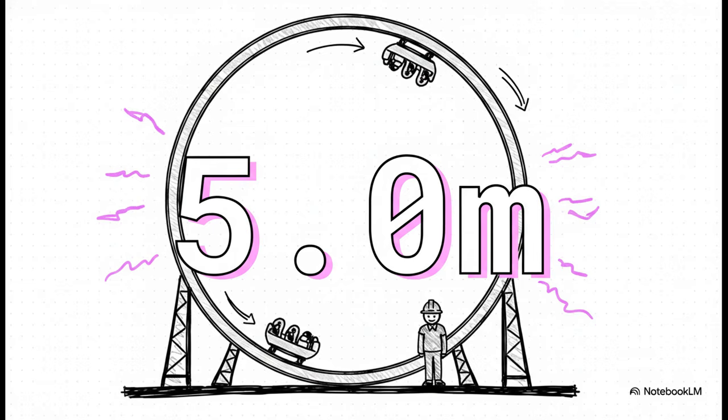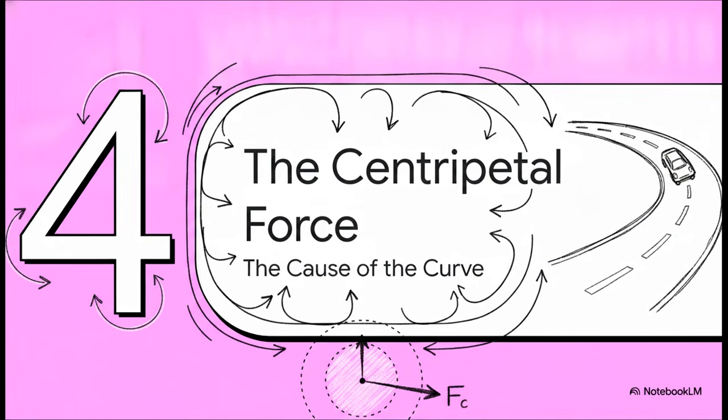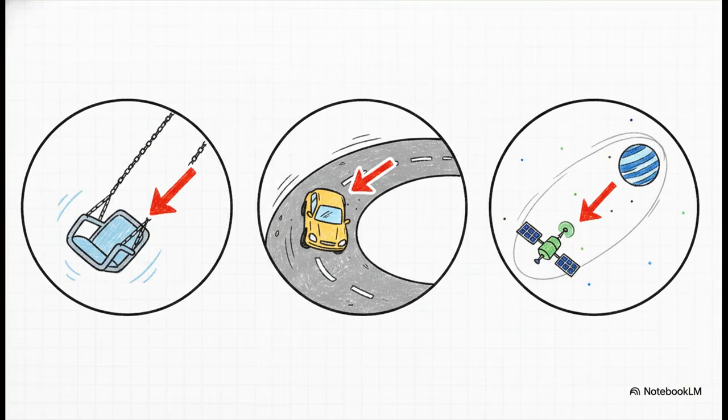It creates those immense chest-compressing forces that make the ride so thrilling in the first place, all while the safety engineer ensures the whole structure remains perfectly sound. Section 4. The centripetal force, the cause of the curve. Okay, so acceleration is just a change in motion, but what actually causes this center-seeking acceleration?